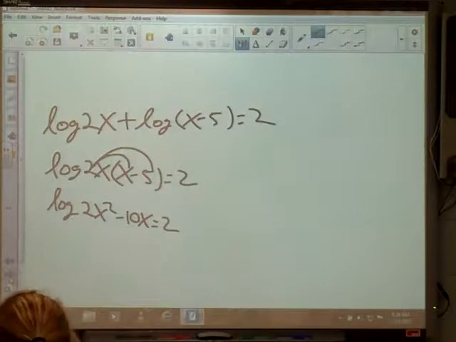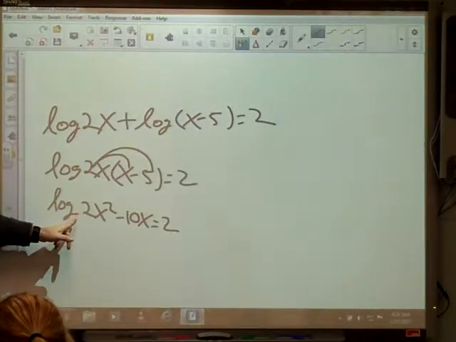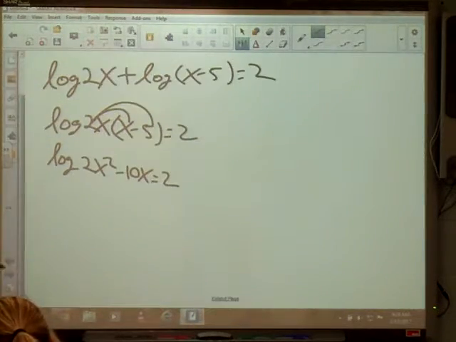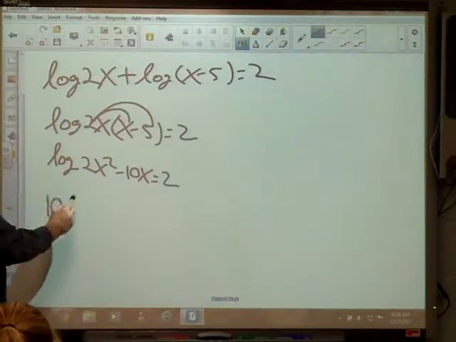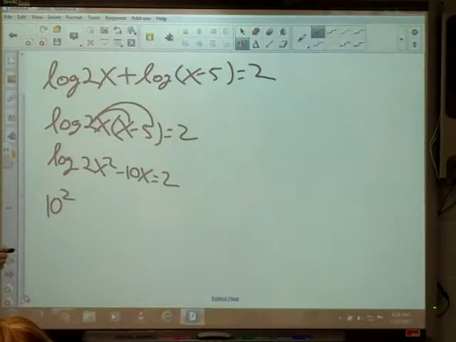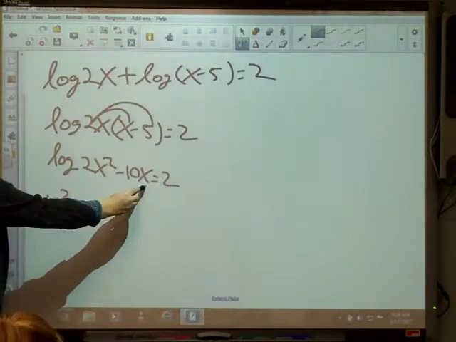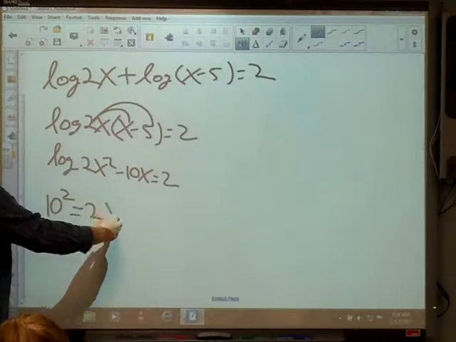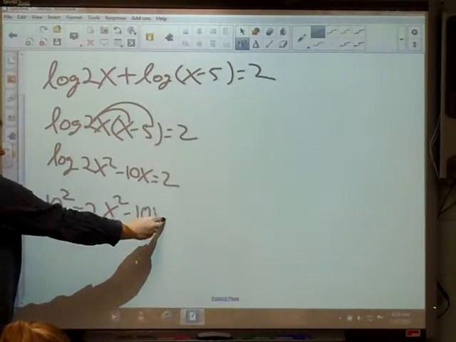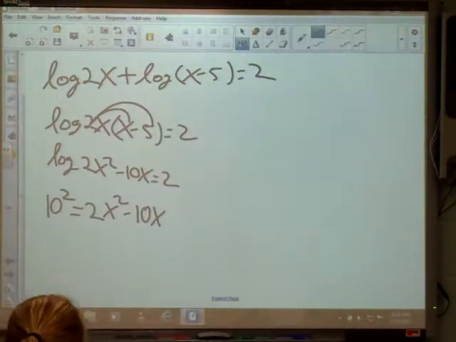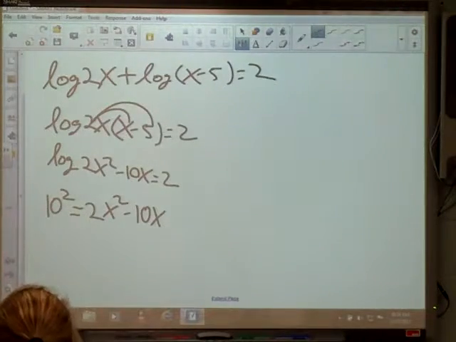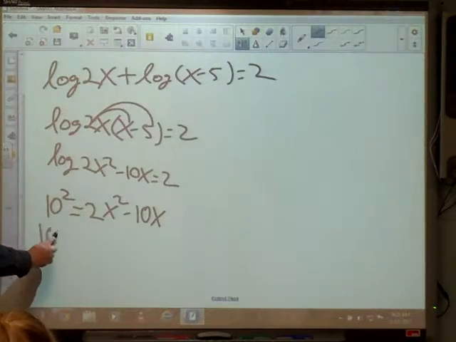What will my base be on this? I said it earlier. Good, Courtney. It's an understood base 10 if there's not a number written there, right? So my base is 10 to the what power? 2. Write it in exponential form, y'all, with that. Is equal to, that whole thing is your number now. 2x squared minus 10x. All right, you know what 10 squared is, so write that, 10 times 10.